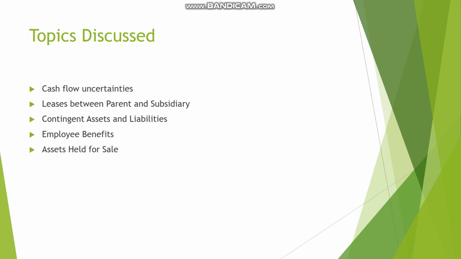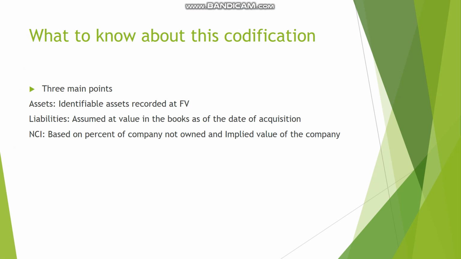Then we have leases between parent and subsidiary companies, contingent assets and liabilities, employee benefits, and assets held for sale. Now these are all special cases in which the entries on the consolidated work papers could be affected. And we'll be doing a CPA exam problem that reflects some of the upcoming effects as shown here.